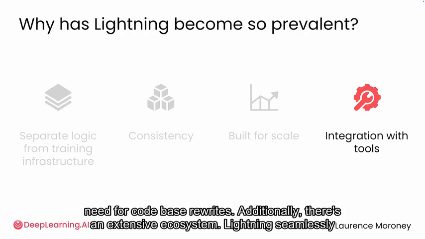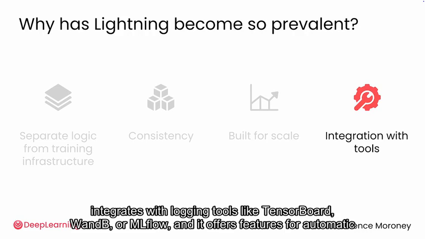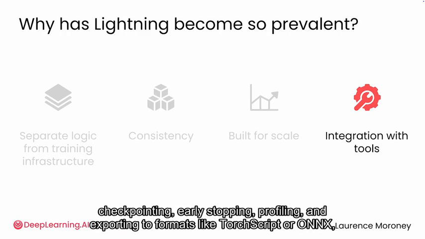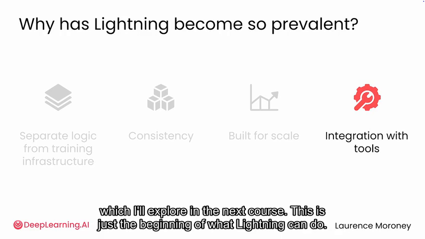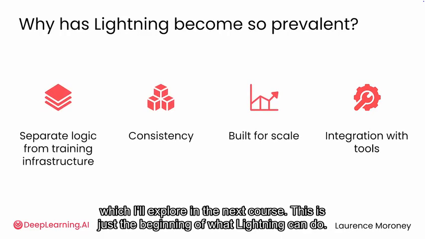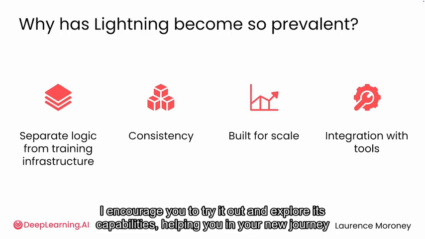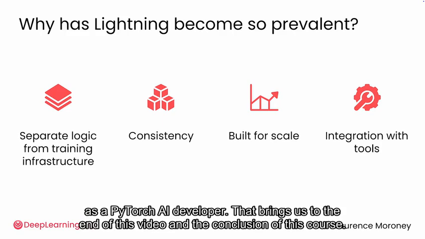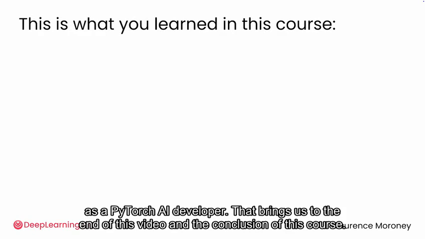Additionally, there's an extensive ecosystem. Lightning seamlessly integrates with logging tools like TensorBoard, Weights & Biases, or MLflow, and it offers features for automatic checkpointing, early stopping, profiling, and exporting to formats like TorchScript or ONNX, which I'll explore in the next course. This is just the beginning of what Lightning can do. I encourage you to try it out and explore its capabilities, helping you in your new journey as a PyTorch AI developer. That brings us to the end of this video and the conclusion of this course.